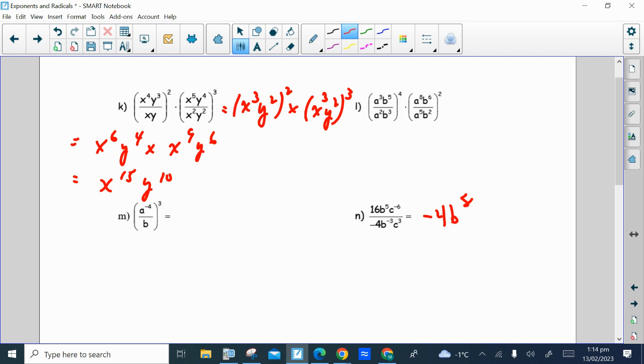What about the b's, Cherry? I'm sorry, the c's. What about the c's? What do we do? And get what? You're subtracting. Negative 6 minus 3. Yes, negative 9. So there's where we are.